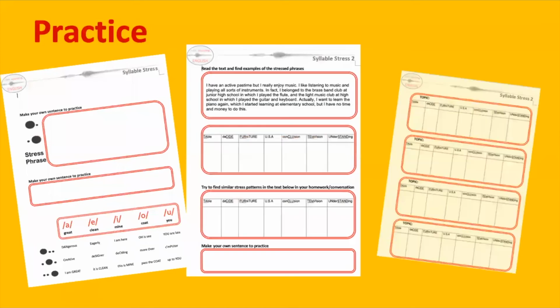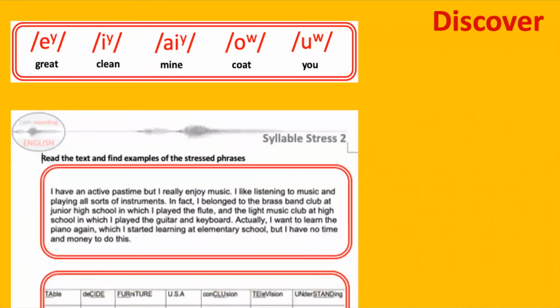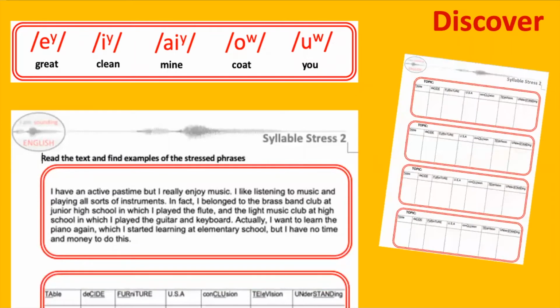So again, worksheets here to assist and getting students to discover what they're doing right and what they need to work on. So here's a worksheet on pastime activities at high school. If you look below the text, you can see table, decide, furniture, USA, conclusion, television, understanding. Students need to understand the address in those words and then try to find a similar one in that text. And then later on, they try to apply it to their own topics as well.